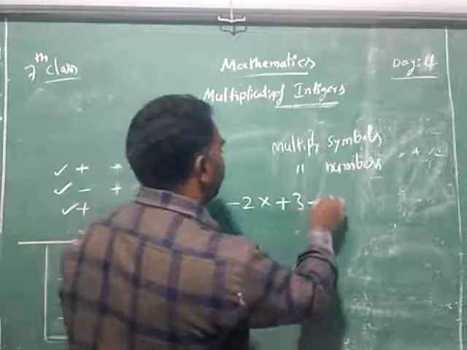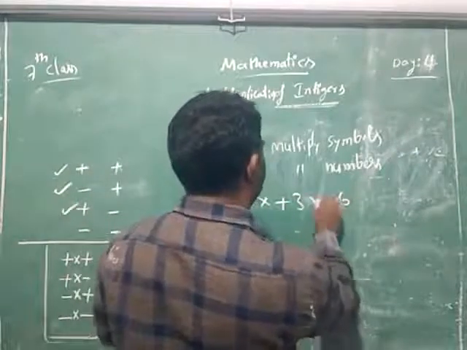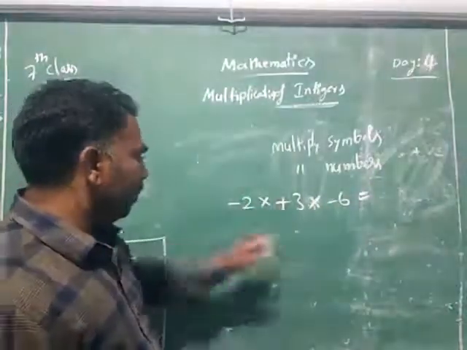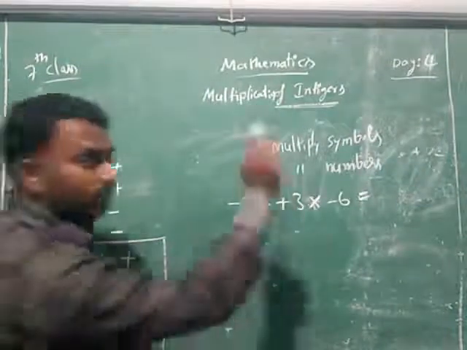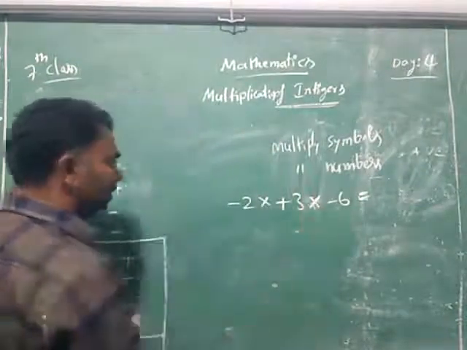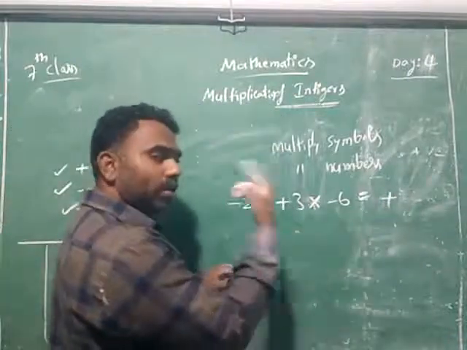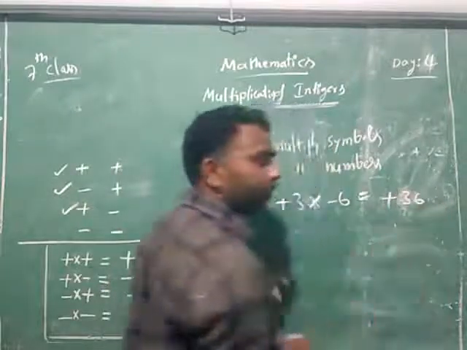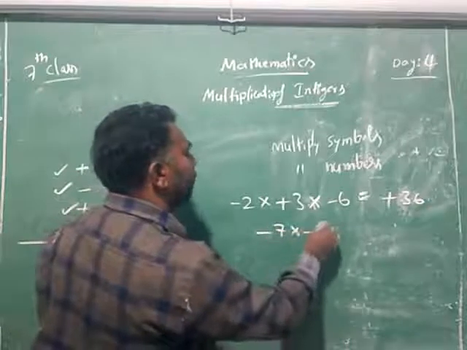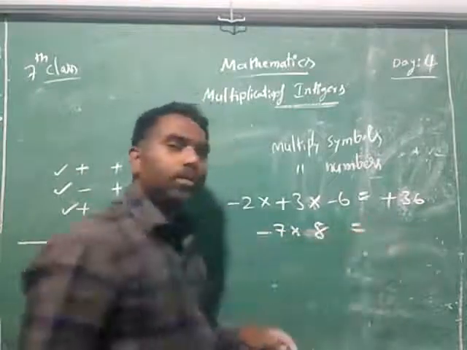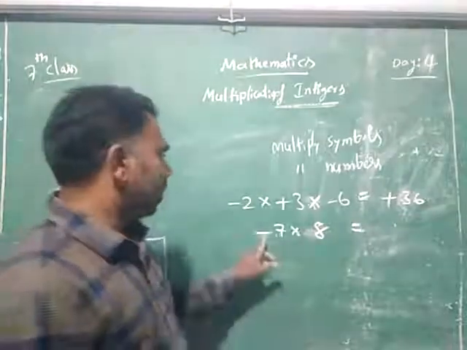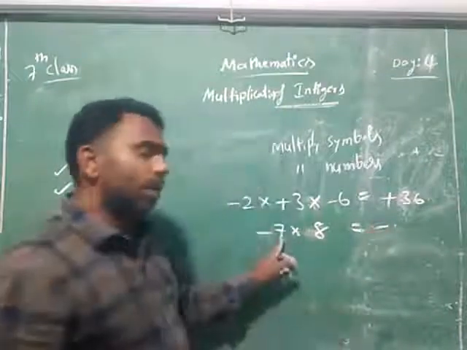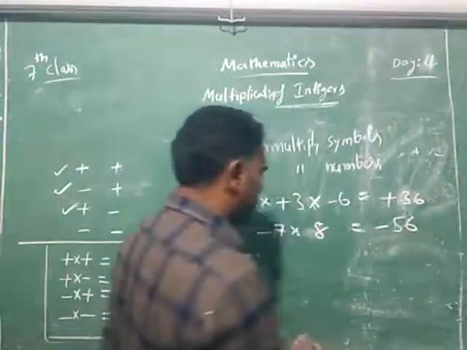Minus 2 into plus 3 into minus 6. First we need to multiply the symbols. Minus into plus, you got minus. Minus into minus will be plus. Next numbers. 2 3s are 6. 6 6s are 36. Minus 7 into 8. What should we do? First multiply the symbols. Minus, and here nothing is there, it is called plus. Minus into plus will be minus. Numbers next. 7 8s are 56.